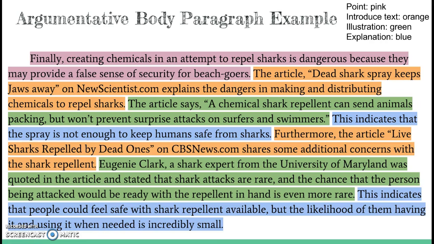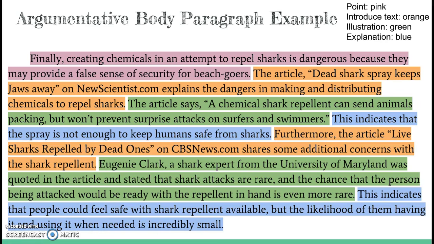This would be the third body paragraph in my essay because you can see that I'm starting with the word finally. I'm going to start this whole paragraph by making a point. Then I'm going to introduce the text that I'm going to use in orange. You can see I have two orange sentences, and the reason is because I'm using two different articles to prove that point that I wrote in pink.